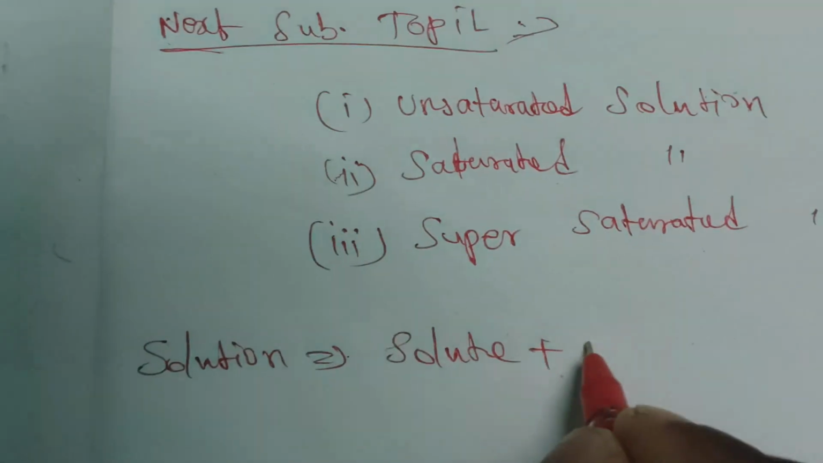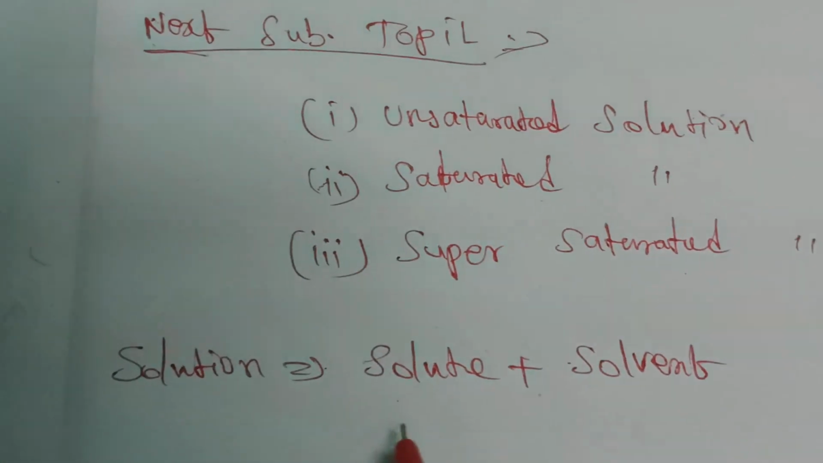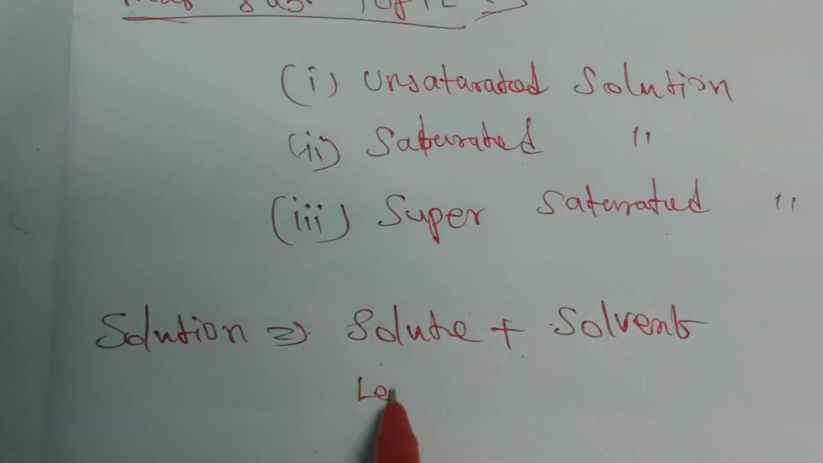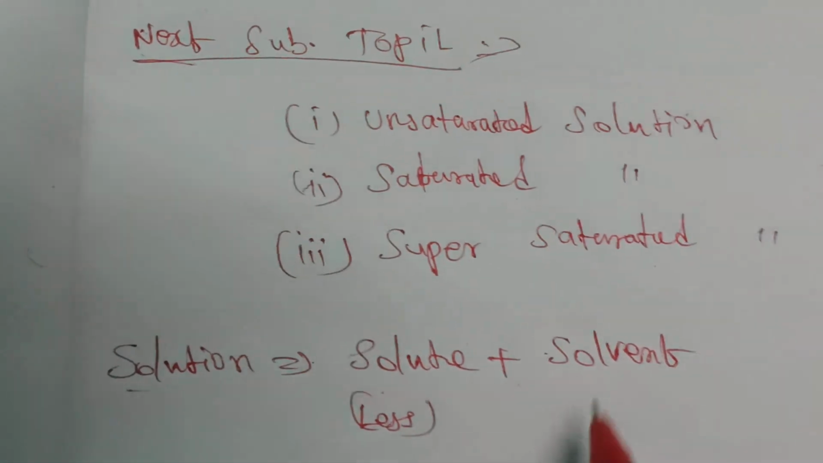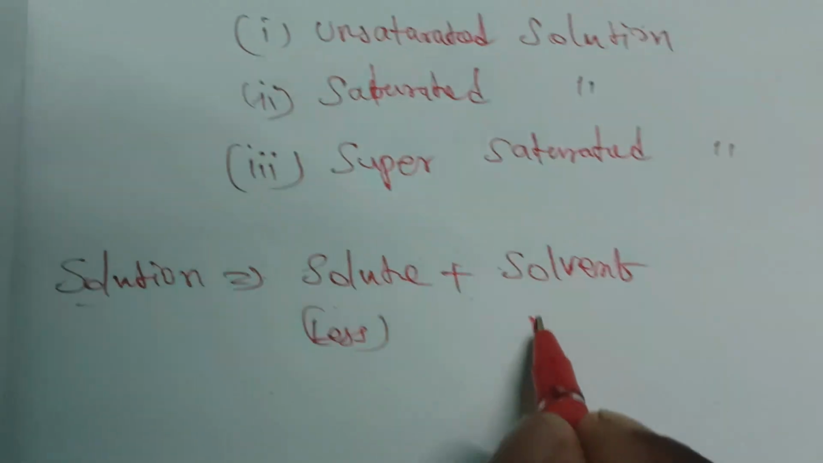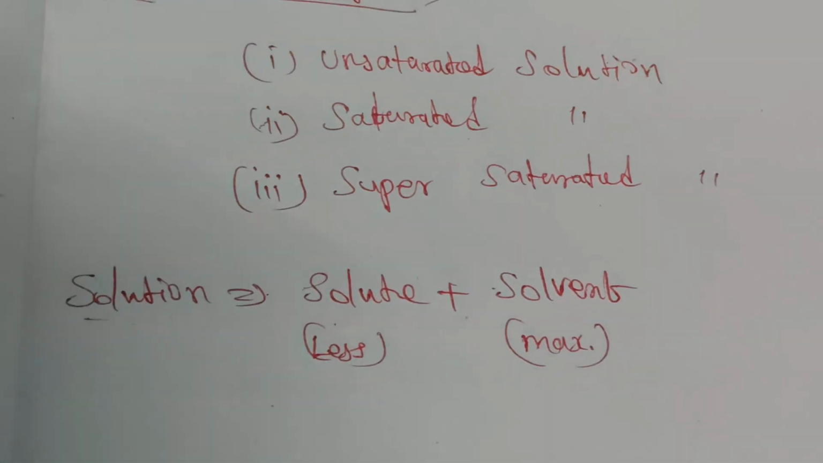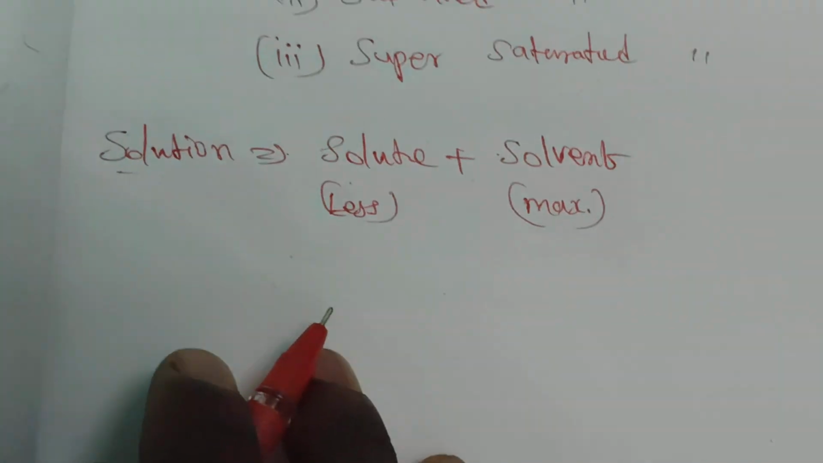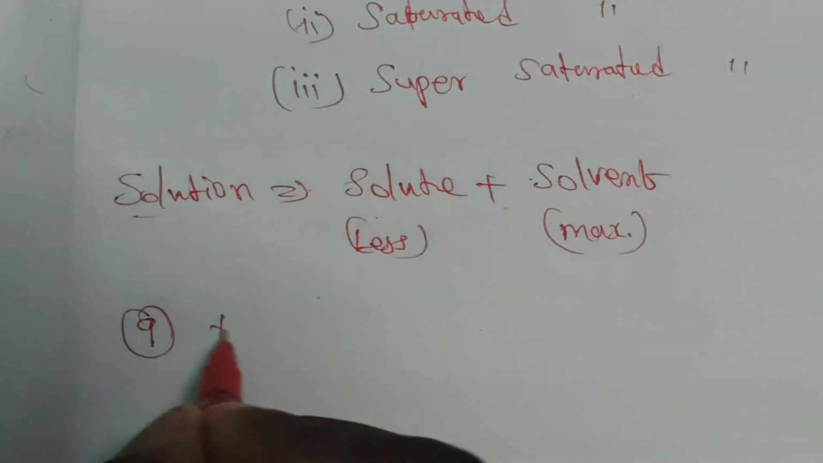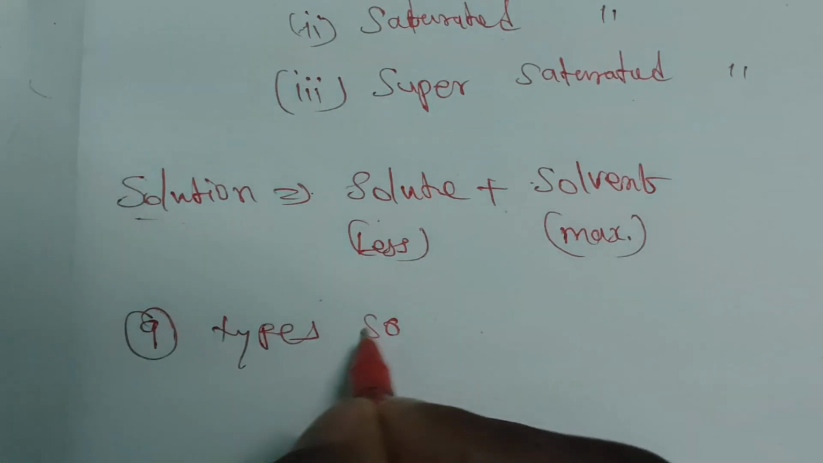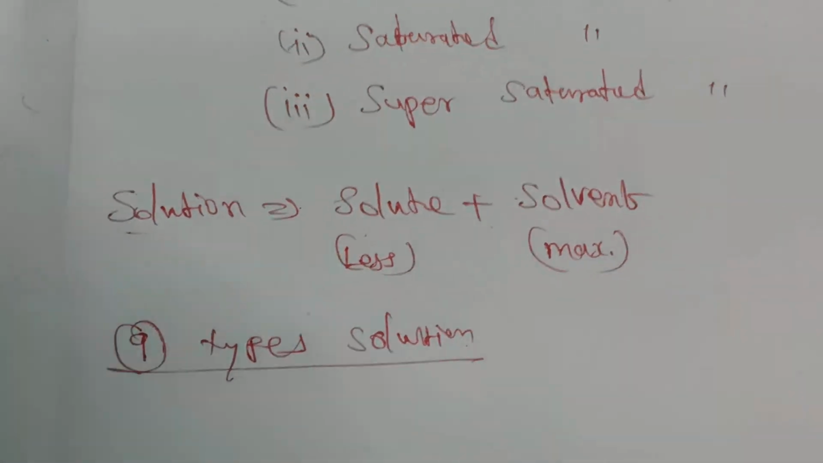solvent. Now the solute is the lesser amount of substance in the solution. The solvent is the maximum amount of substance in the solution. Okay, so in general the 9 types of solution we already studied, depending on the 3 phases.